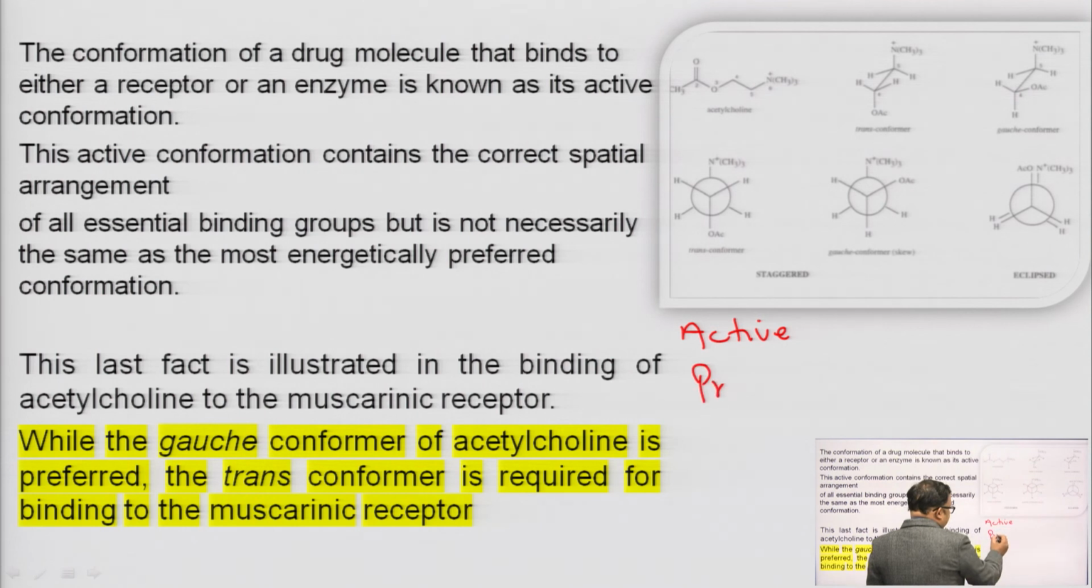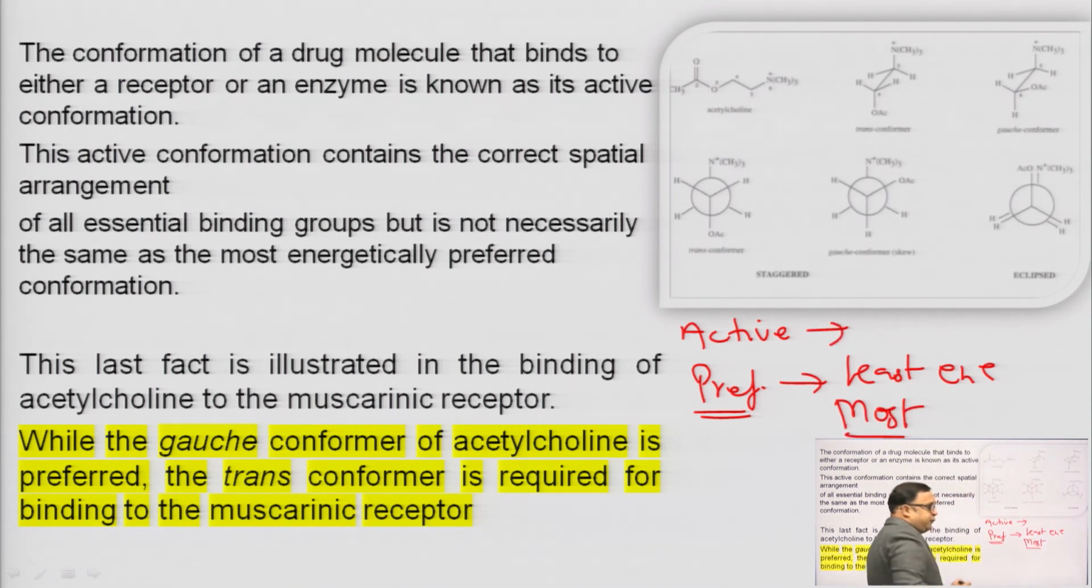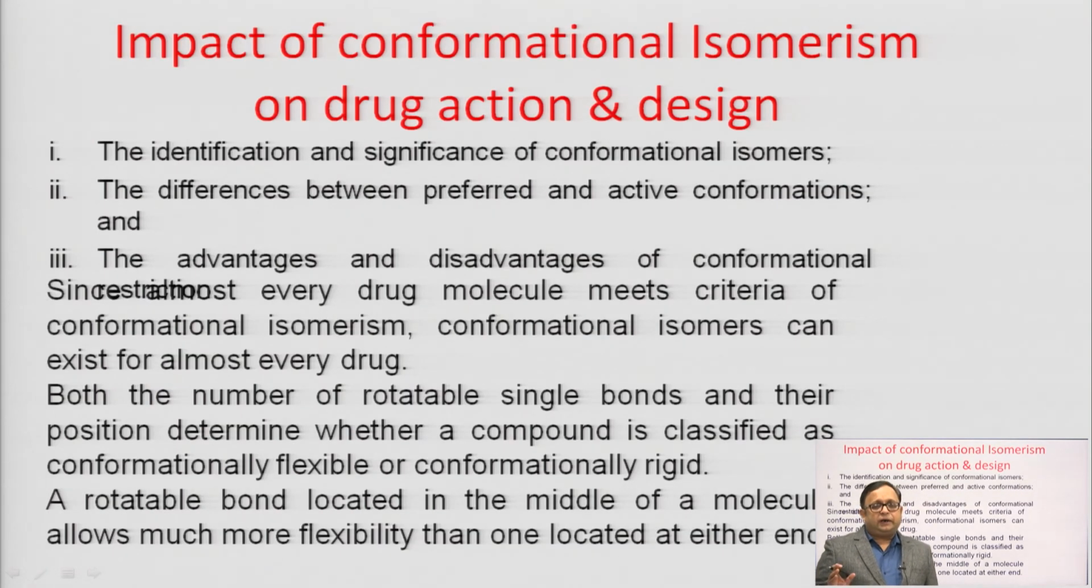Preferred conformation means the conformation with least energy, the most stable conformation, but active conformation is the conformation that binds more efficiently to the receptor. Both conformations may or may not be the same. This is the point of discussion, how it impacts.